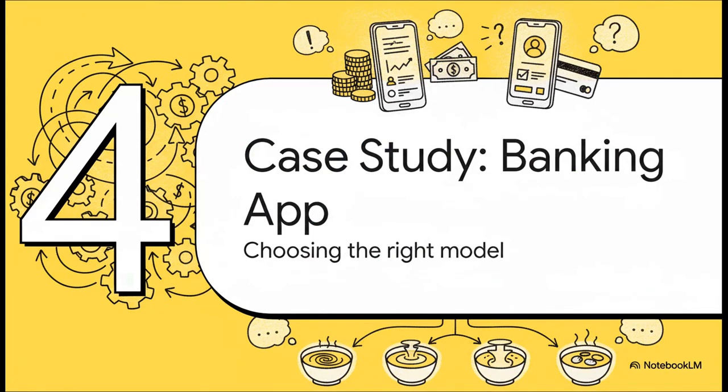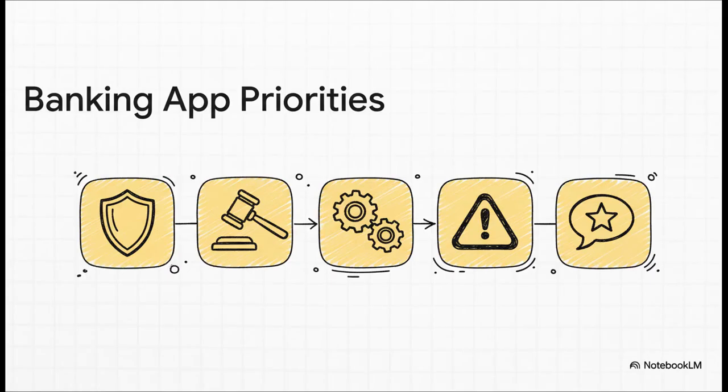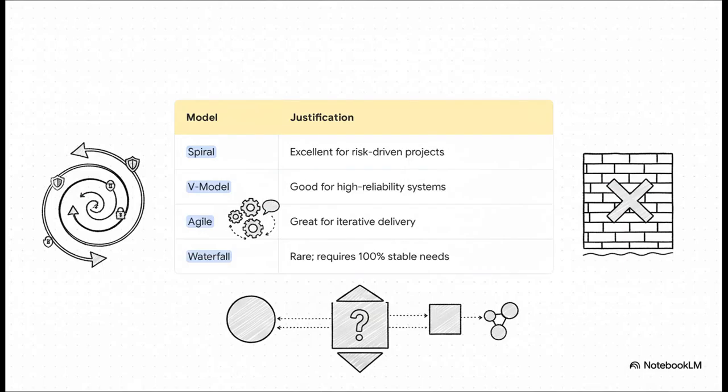All right, enough theory. Let's make this real. Imagine we're building a brand new mobile banking app. I mean, the stakes don't get much higher than people's money, right? So which recipe are we going to use? Okay, before we pick our model, we've got to know our priorities. For a banking app, security has to be rock solid, non-negotiable. We've got tons of regulations to follow. Risk is a huge deal. But at the same time, we need to get it to market fast and get feedback from our actual customers so we can keep improving it. That's a lot to juggle. So how do we make the call?